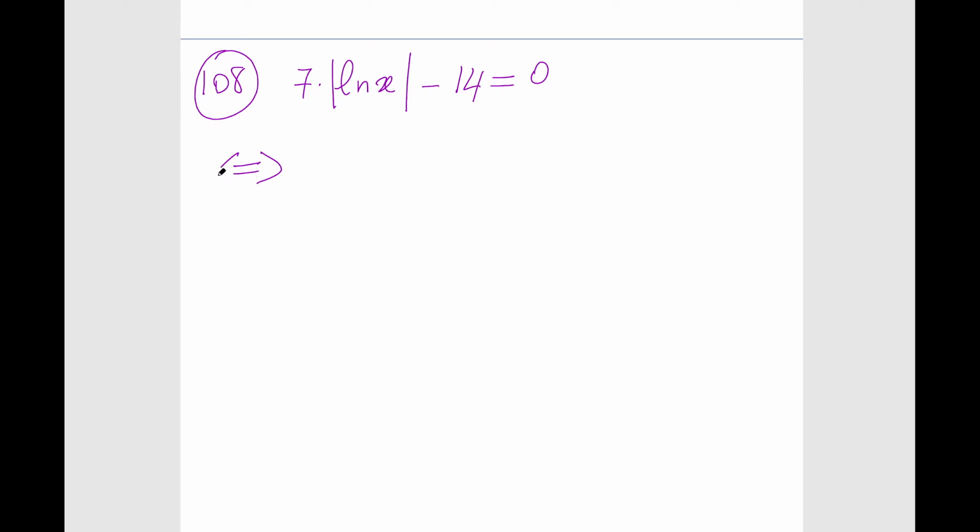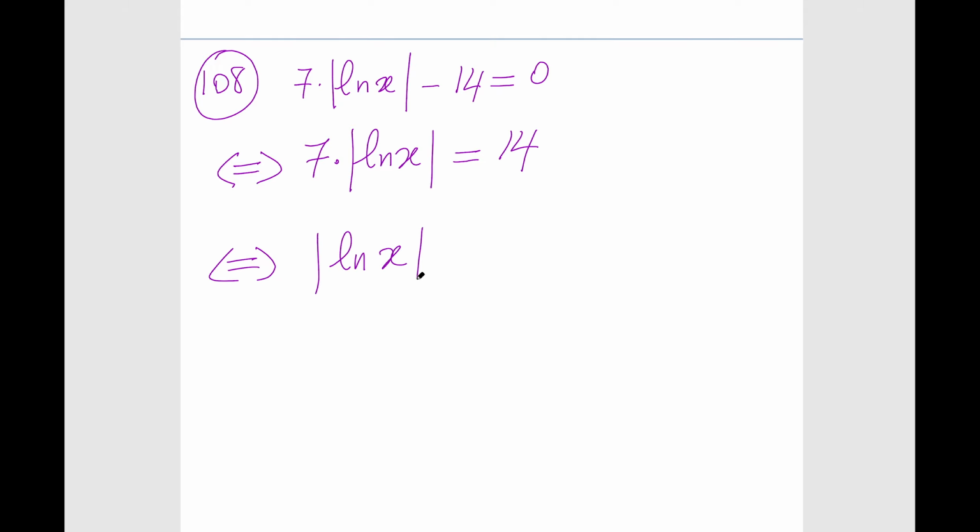Well, 7 times something minus 14 is equal to 0. That's the same thing as 7 times the thing equals 14, which means that the thing is equal to 2, right? 14 divided by 7. Correct? So down to this. All right.